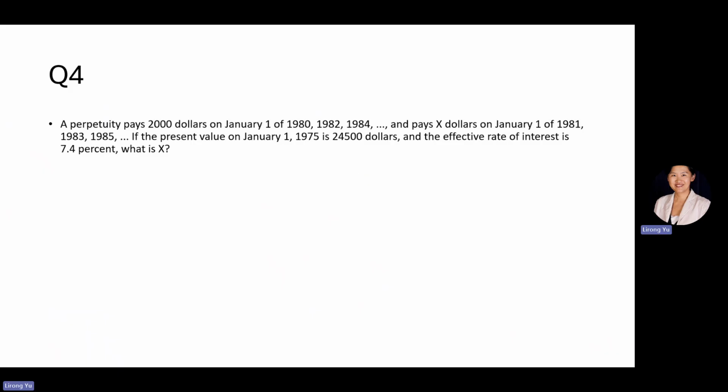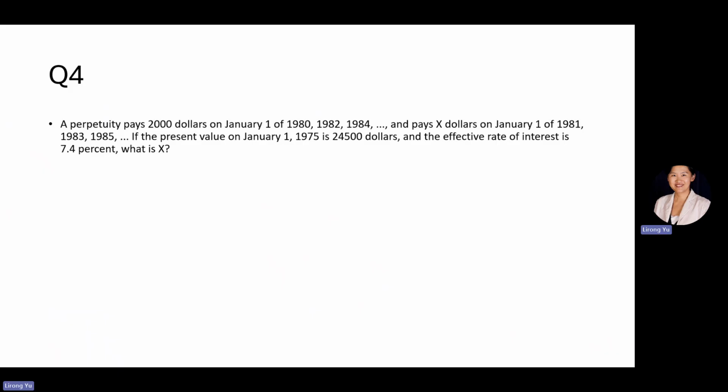All right, let's move on to question 4. Here we have a perpetuity. It pays $2,000 on January of 1980, 1982, 1984, and so on. We realize we're missing 1981 and 1983 as we were reading the first half of the question. And then it pays X dollars on January 1981, 1983 and 1985, and so on. So that kind of explains.